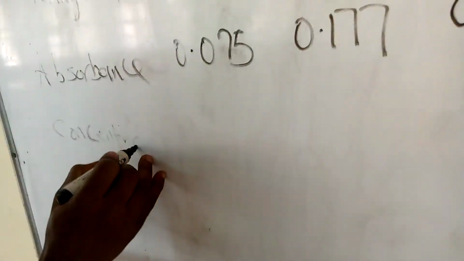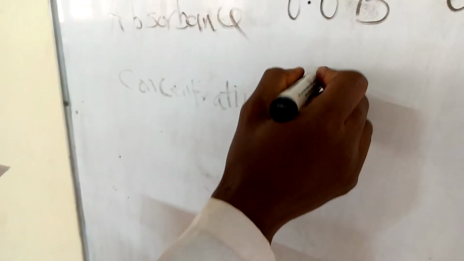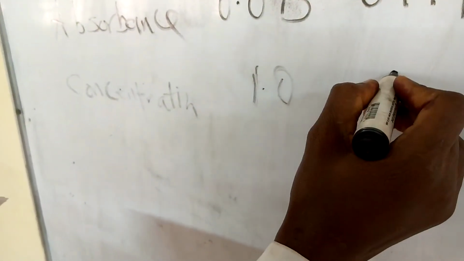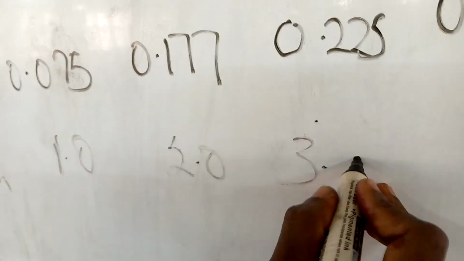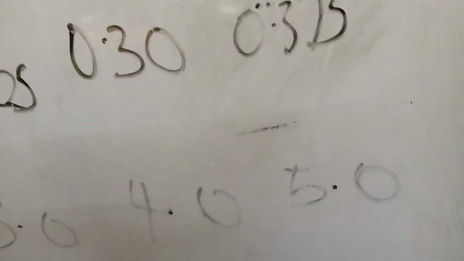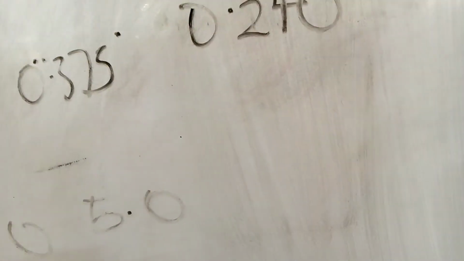So you come here, you write the concentration in each tube. In tube 1 is going to be 1.0. In tube 2, that's 2.0. Tube 3, 3.0, 4.0, and 5.0 in tube 5. Then we are left with the unknown, which we are to solve for.